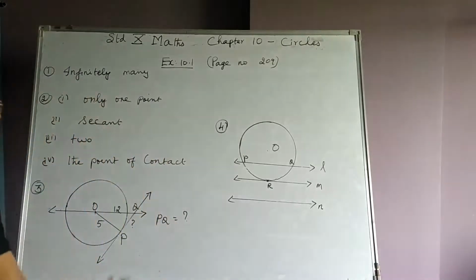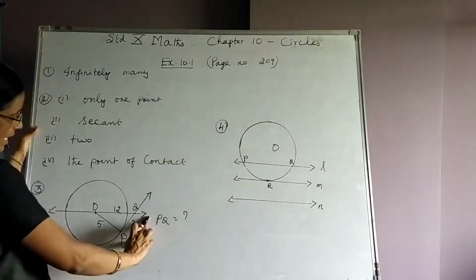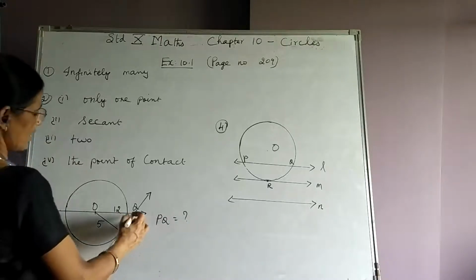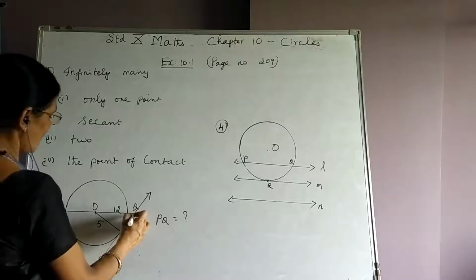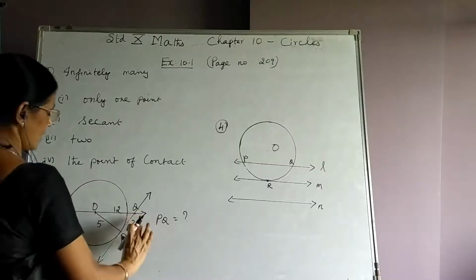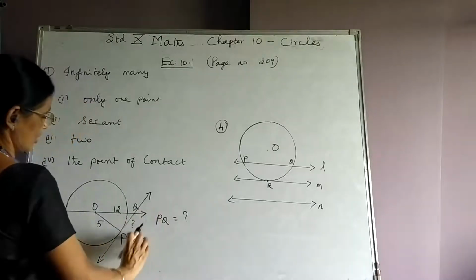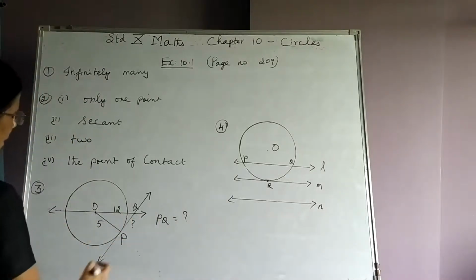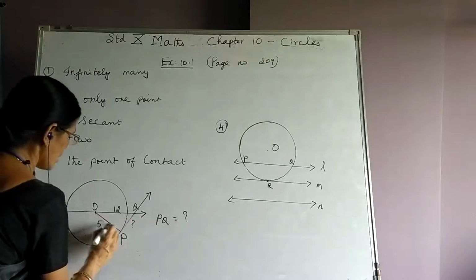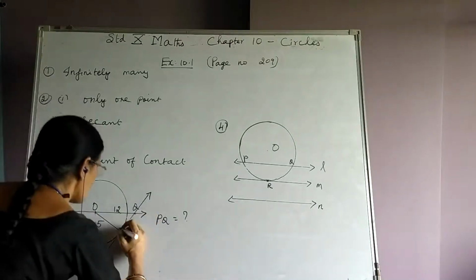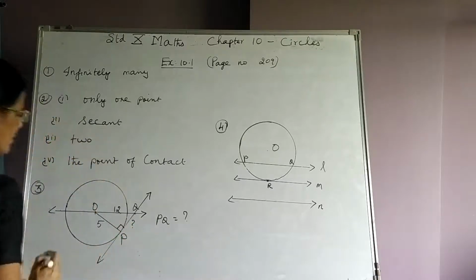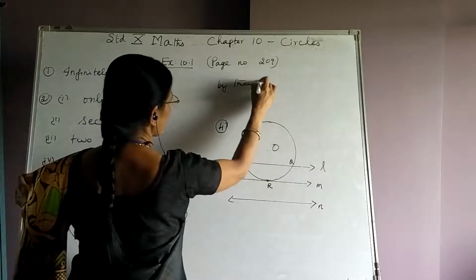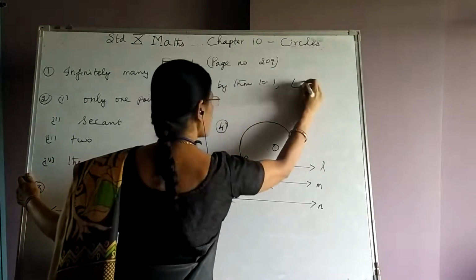Okay. What is PQ called? PQ is called the length of the tangent. If you measure the distance between the point of contact and the point from which the tangent is drawn, then that is called what? Length of the tangent. So PQ is called length of the tangent. Just now we studied a theorem. The radius is perpendicular to the tangent which is drawn through its point of contact. Theorem 10.1.